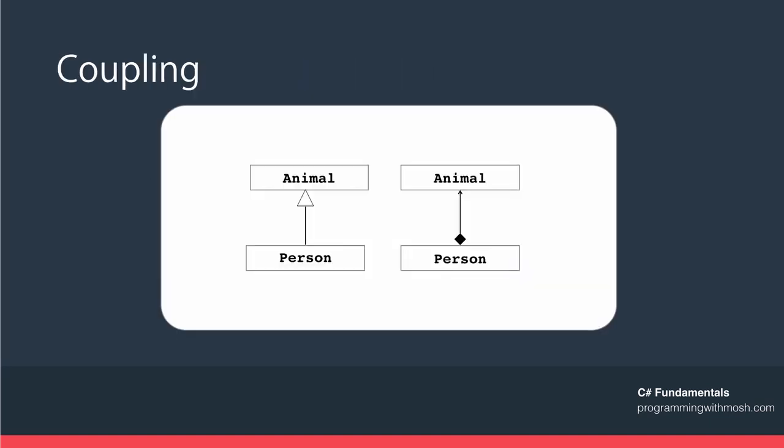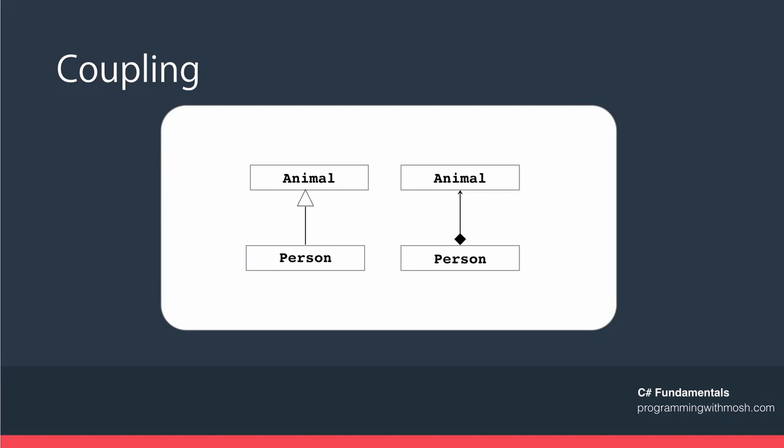So here in this picture, we have both an example of inheritance and composition. In this example, coupling between person and animal, irrespective of the kind of relationship, is equal. So whether we use inheritance or composition, if animal is changed, person may have to be changed or at least needs to be recompiled and redeployed. But there is a catch here.